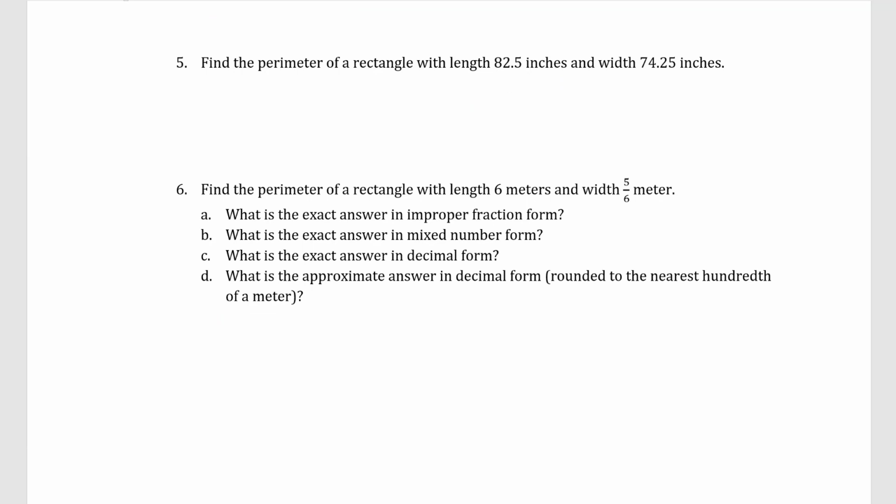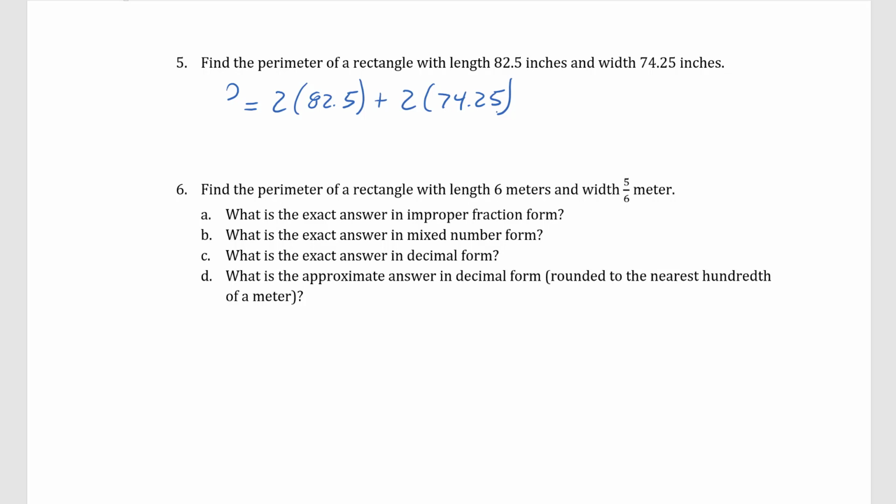Number 5, we're going to find the perimeter of a rectangle. 2 times 82.5 plus 2 times 74.25, and let's see what we get. So I'm going to do that on my calculator here real quick.